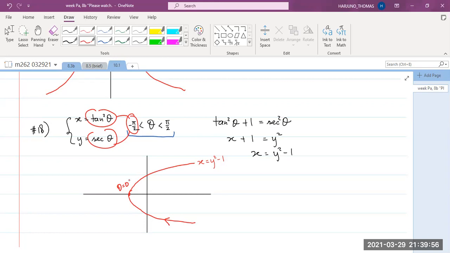Give me a second. I kind of confused myself. When theta is 0, x is 0. Oh, my bad. No. When theta is 0, x is 0. It's here. Not there.